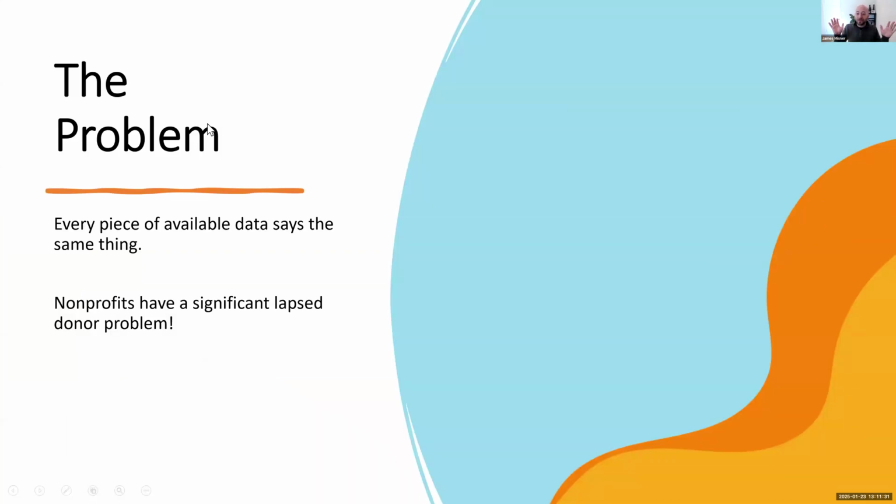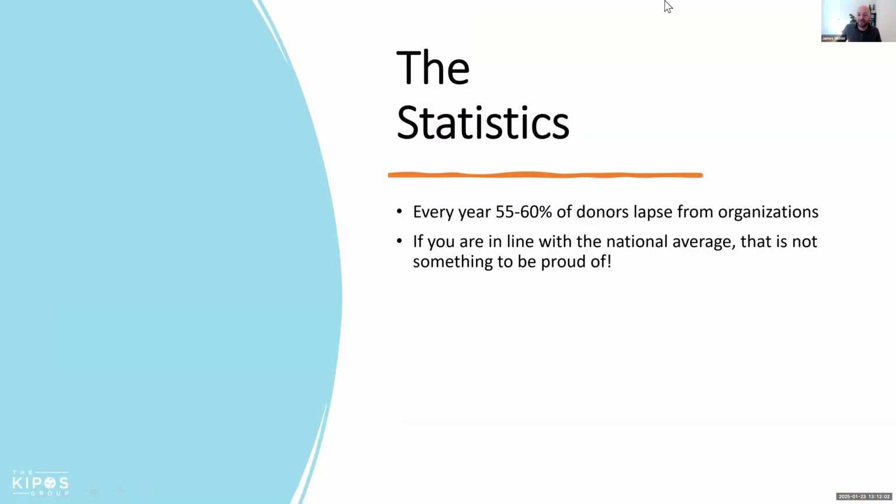The problem, we all know it. You wouldn't be listening to this if you didn't realize it was a problem. Every piece of available data out there says the same thing, that nonprofits have a significant lapse donor problem. This isn't a little itty bitty, put it down at number 5, 6, 7 on the task list type problem. This is the primary problem that nonprofits face in their fundraising programs. And we need to dive into how to fix it.